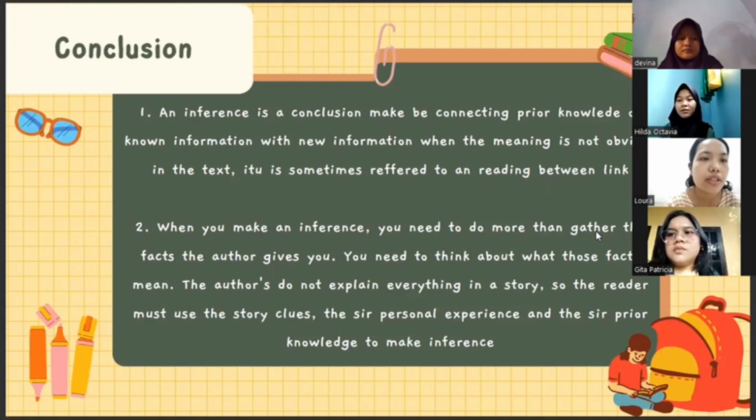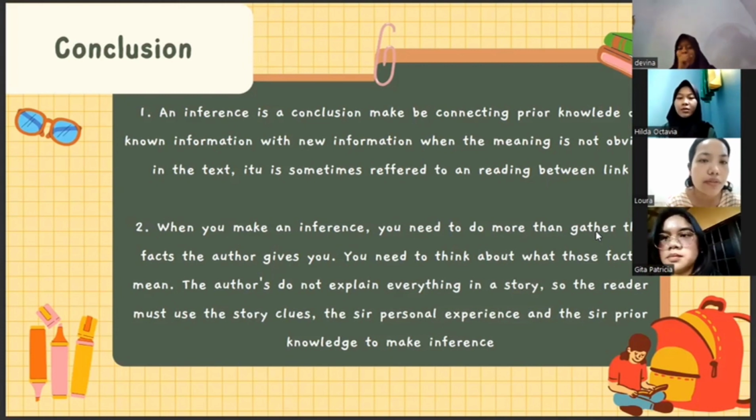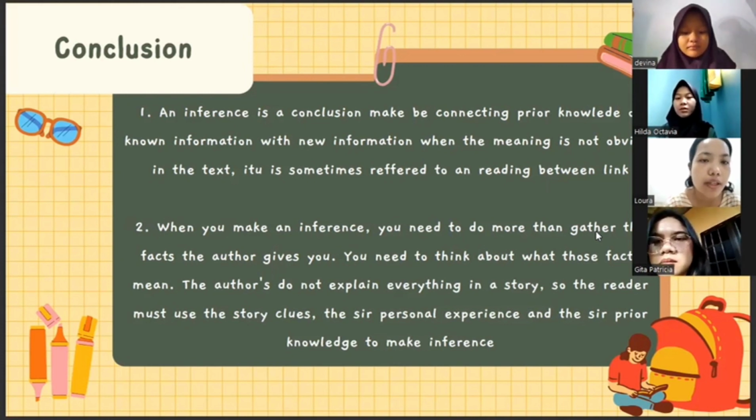Okay, for the conclusion: one, an inference is a conclusion connecting prior knowledge or known information with new information when the meaning is not obvious in the text. It is sometimes referred to as reading between the lines. Second, when you make an inference, you need to do more than gather the facts the author gives you. You need to think about what those facts mean. Authors do not explain everything in a story, so the reader must use the story clues, shared personal experience, and shared prior knowledge to make inferences. Next.